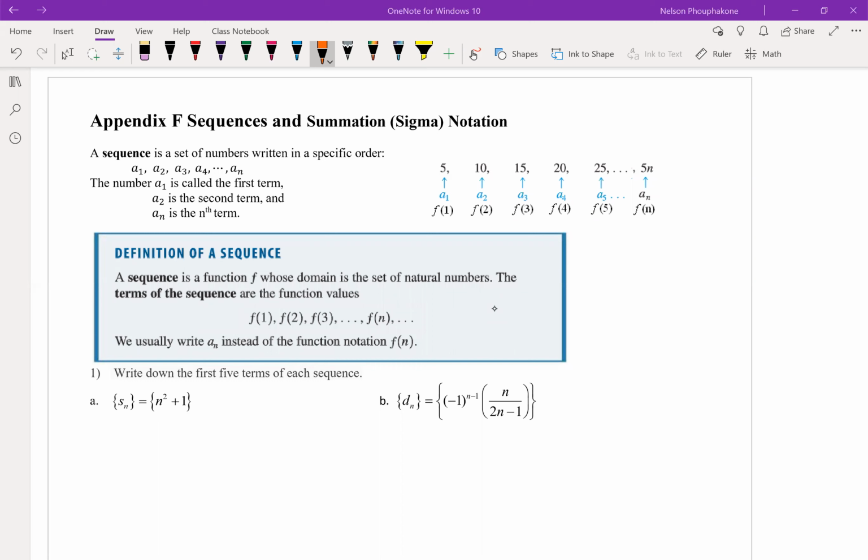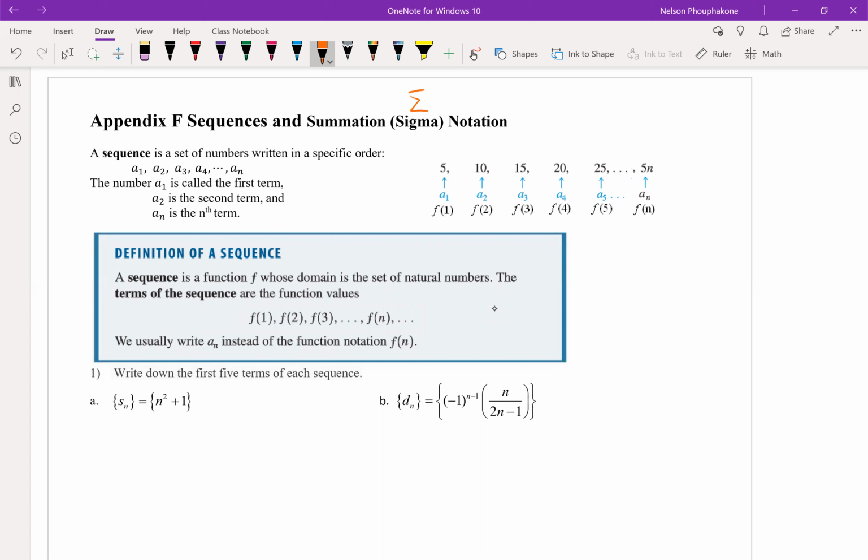Okay, so the first thing that I would like to talk about is sequence and summation notation, or sometimes we call it sigma notation. Okay, sigma, and then you will see that this is the sigma notation, simple then. Okay, so let's talk about what is a sequence first.